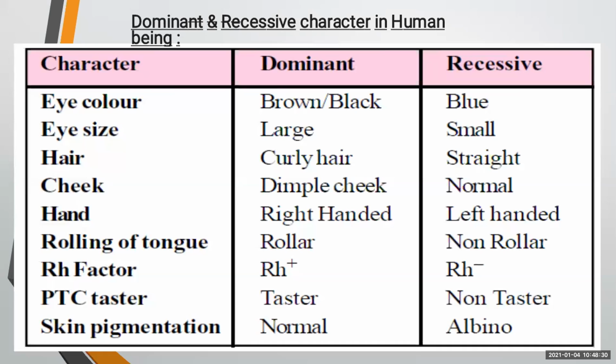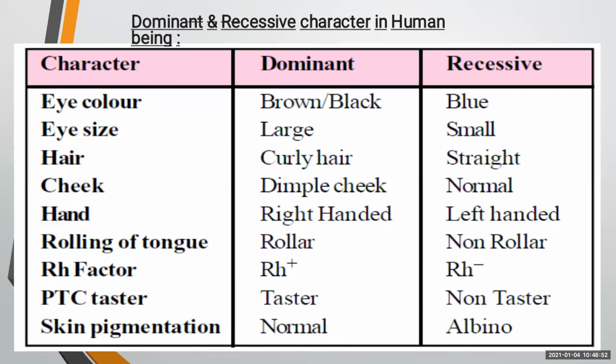Then eye size. If the eye size is large, that is a dominant character. Small eye size is a recessive character. In the same way, curly hair is dominant, straight hair is recessive. Having dimples on the cheek is a dominant character, normal cheeks are recessive. Being right-handed is dominant, left-handed is recessive.